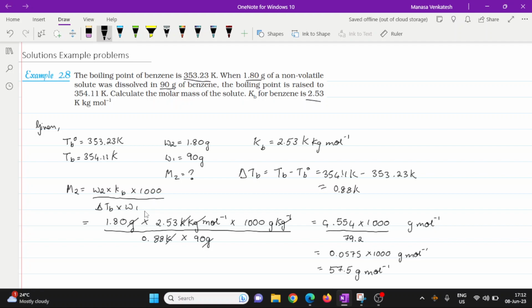Basically, we calculated the value of delta TB and we just substituted all of these values into the equation. That's all we did. And we used the equation related to the elevation in boiling point and calculating the molar mass of the solute using the elevation in boiling point.